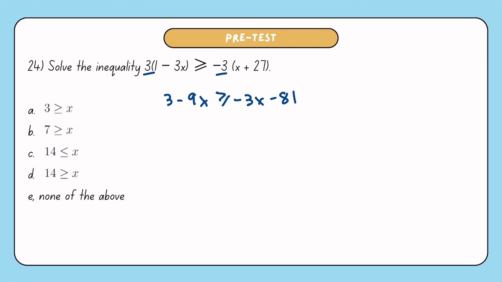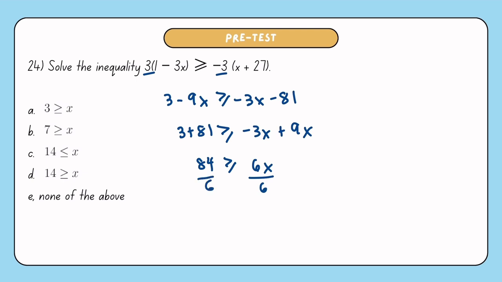Tapos, we want to isolate x on one side. So, pagsasamahin natin yung 3 and negative 81, giging 3 plus 81 is greater than or equal to negative 3x plus 9x. Simplifying, we get 84 greater than or equal to 6x. And when we divide both sides by 6, we get 14 is greater than or equal to x. So the answer for this item is letter D.